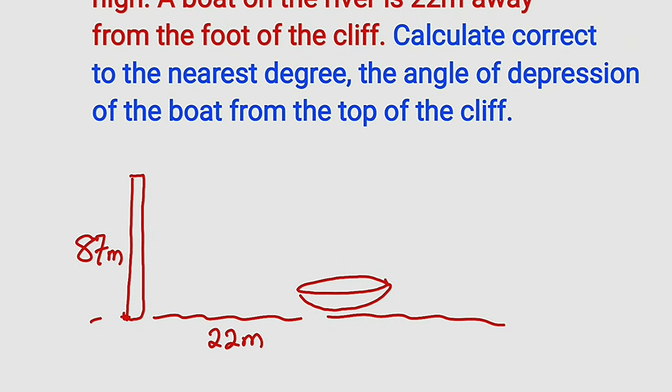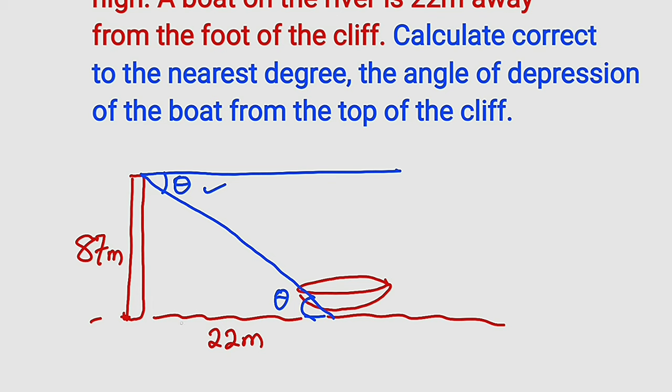So we are talking about the angle of depression from the top. The angle of depression will be the angle between the horizontal line and the line of sight. This is the line of sight to the boat. So we're talking about this angle here. And remember that this angle and this angle are what? Alternate angles, and they are always equal. Therefore, the angle here will also be equal to theta. Remember that the horizontal ground and this horizontal line are parallel, and we have to consider this as a transversal line. Therefore, these two angles must be the same.